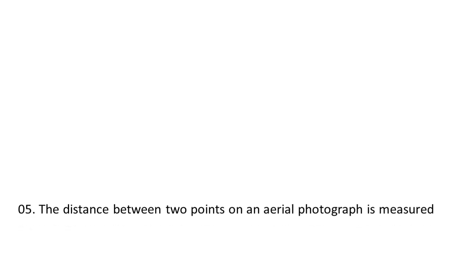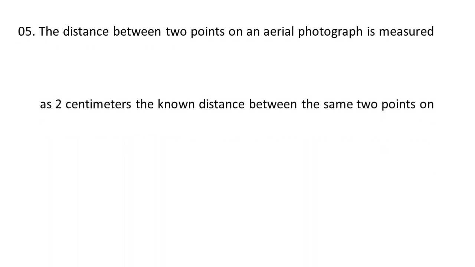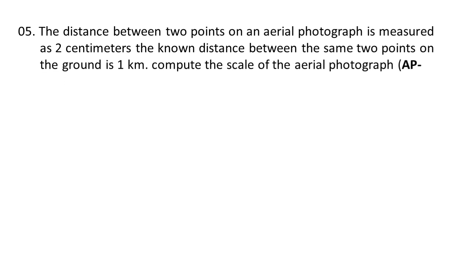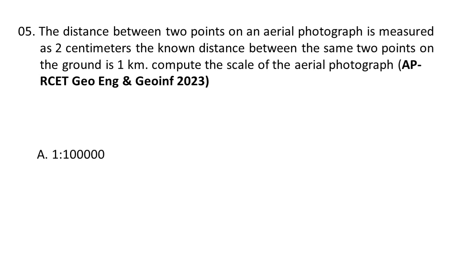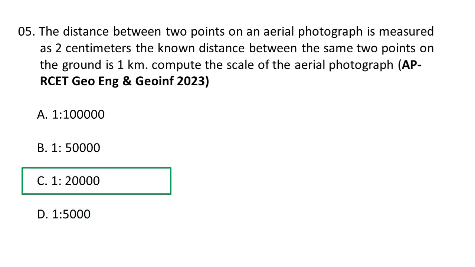Next question. The distance between the 2 points on an aerial photograph is measured as 2 centimeters. The known distance between the same 2 points on the ground is 1 kilometer. Then compute the scale of the aerial photograph. The choices are A. 1:1 lakh, B. 1:50,000, C. 1:20,000, and D. 1:5,000. So the correct option is B. 1:50,000.